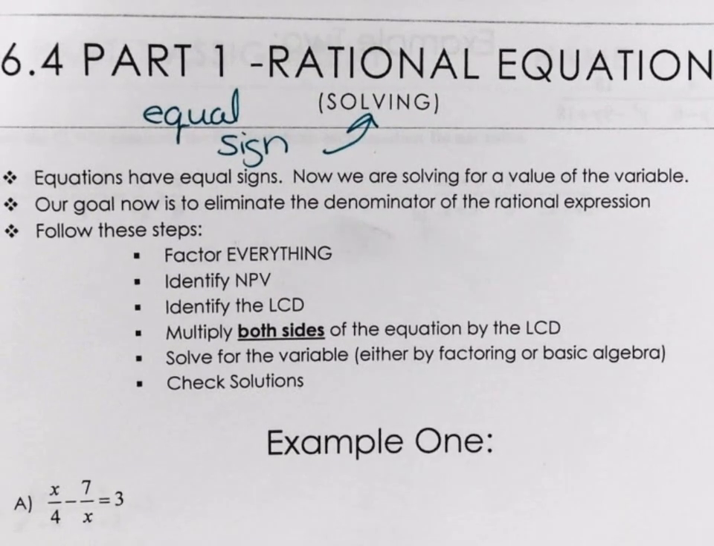Okay. Step one. What's step one? It starts every strategy. Factor. Then we do? NPVs. Then we identify our LCD. Here's where things change. We multiply both sides of the equation by the LCD. Tops only, numerators only.